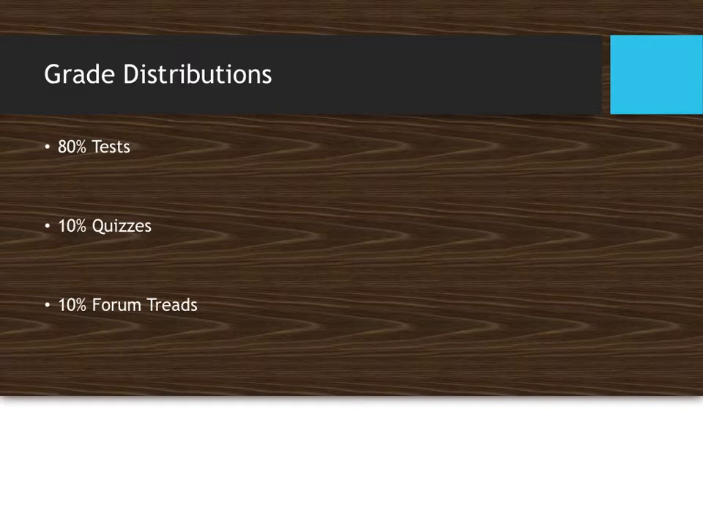So all the tests get added up and averaged. Remember, there's 450 points there. All the quizzes are going to get added up and averaged. All of the forum thread grades are going to get added up and averaged. So the distributions are there, but if you get on Moodle and you see the grade book, if it looks slightly different, let me know. If you can't understand that, let me know.